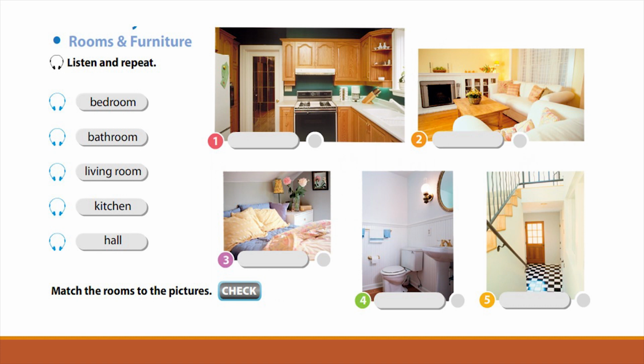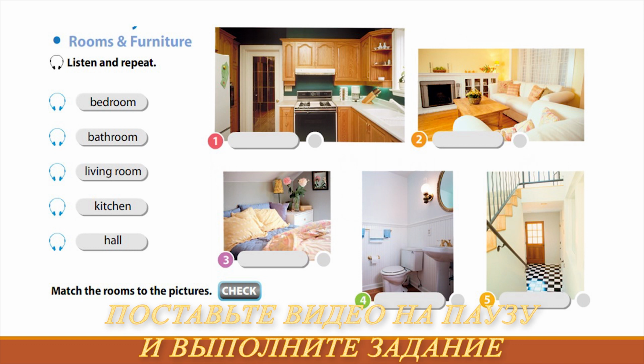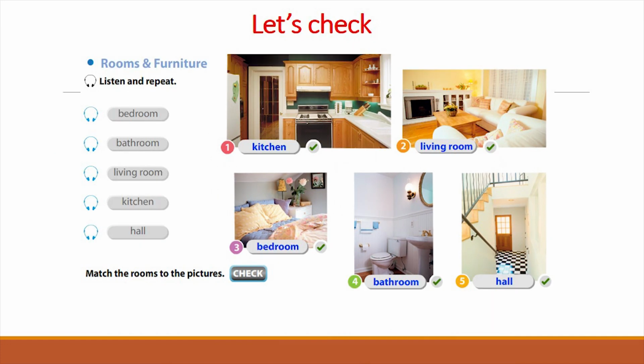And now, listen and repeat. Bedroom, bathroom, living room, kitchen, hall. Match the rooms to the pictures. Well, students, let's check. On the first picture, kitchen, the second, living room, third, bedroom, fourth, bathroom, fifth, hall.